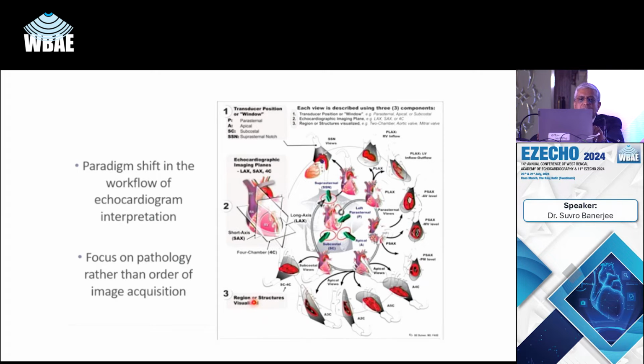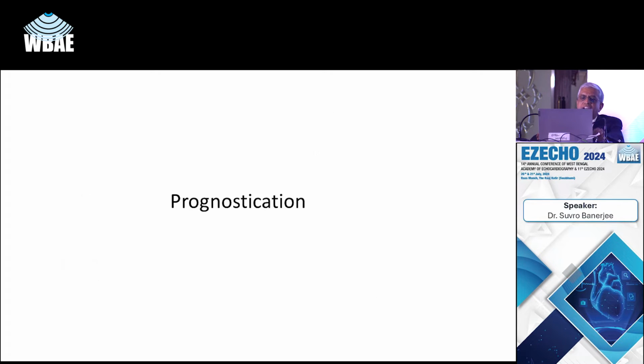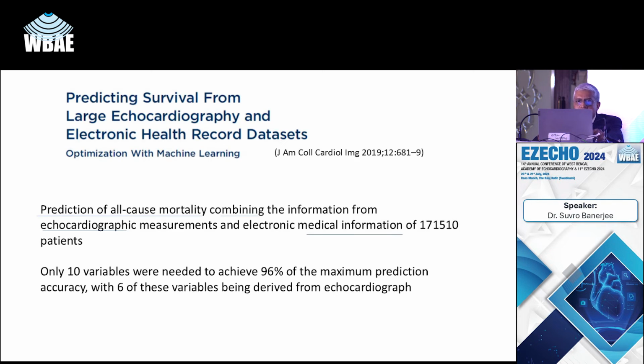For example, if there is an LV wall motion assessment query, that would display all the cine images of the LV serially, and it becomes so easy to make a diagnosis. Similarly, a query for aortic valve stenosis would display the 2D and the 3D or the LVOT images, the Doppler images all together, helping you to come to the diagnosis. Now, prognostication, yes, it's been seen that AI can help prognostication by predicting all-cause mortality by combining echocardiographic data with the medical information.